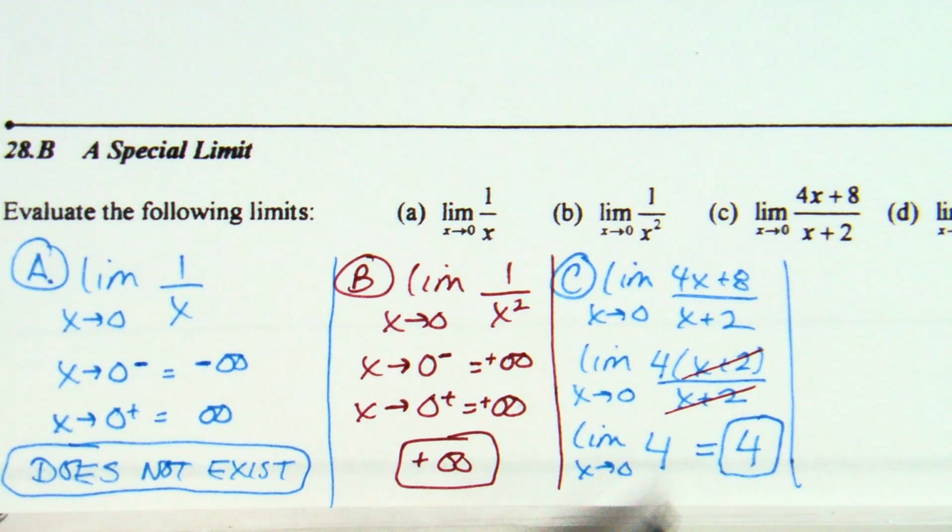Okay, so in other words, in this case, you guys that had plugged in 0 from the beginning, you got 4, yes? Because you got 8 divided by 2, and that is 4. The way I did it, I factored, canceled those. The limit as x approaches 0 of 4. Well, there's no x to plug into, right? So at that point, your limit is just the 4.